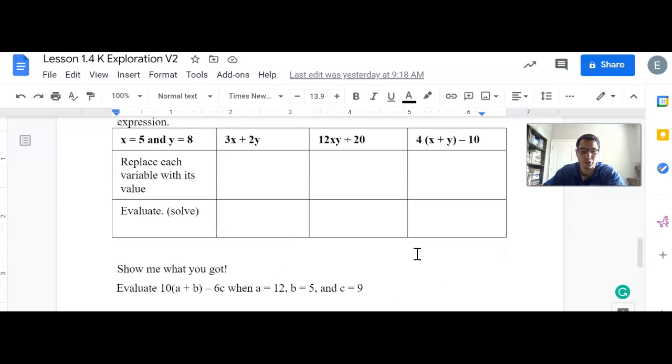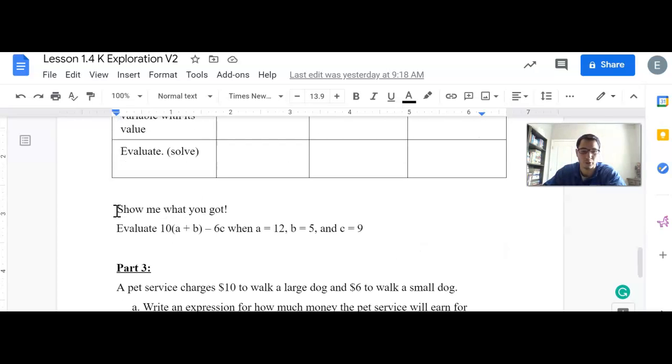In your guided notes here, you have this show me what you got problem. It's a big one. Now, instead of 2 variables, there's 3. You can do it though. So it says evaluate 10(a + b) - 6c when a equals 12, b equals 5, and c equals 9.